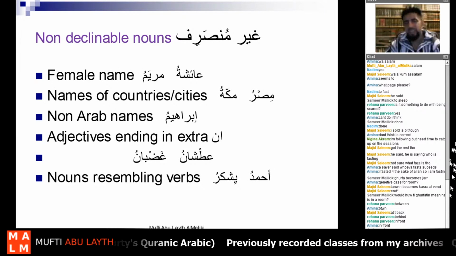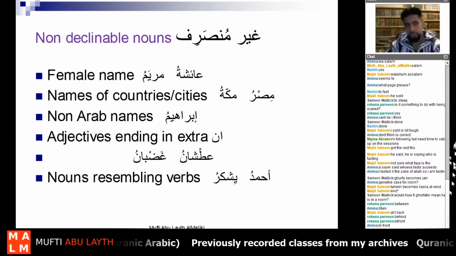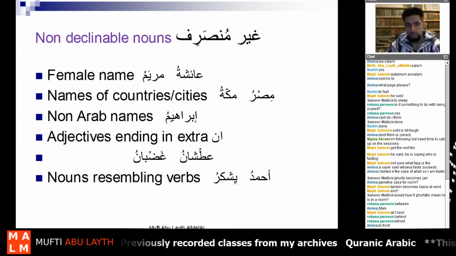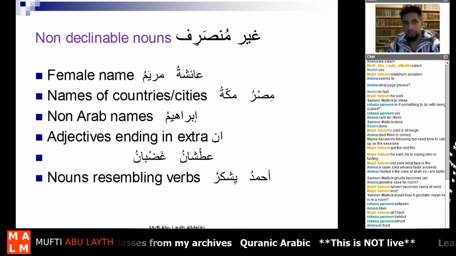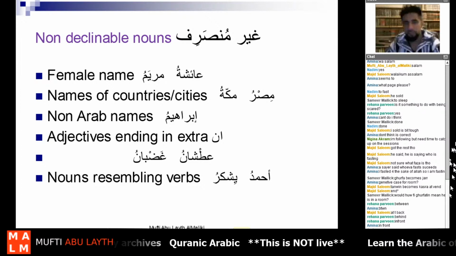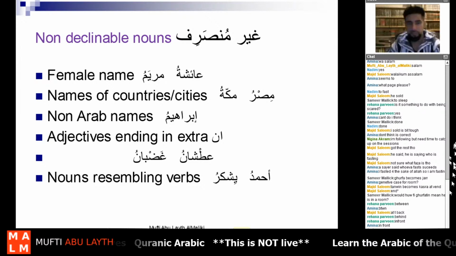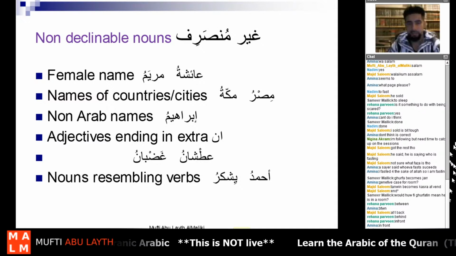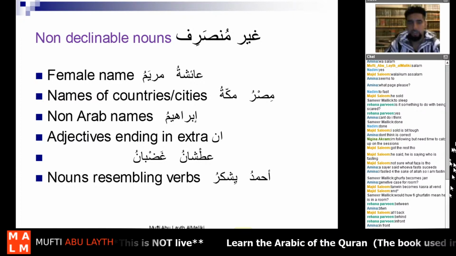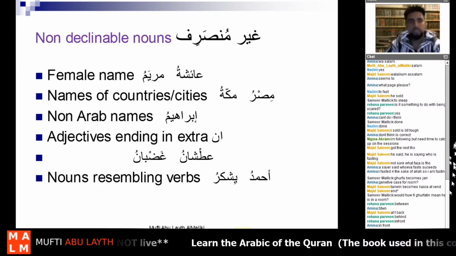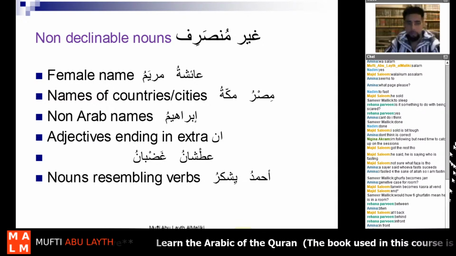Really, the only exception, and actually no, I was about to mention a little exception, but really as far as we're concerned for now, there are no exceptions. Names of cities, countries, they will still have just one vowel, one dhamma at the end. And when we see that one dhamma, we know this is a non-declinable. What that means, I'll elaborate a bit in a moment. But right now, one function, as far as we're concerned, is it cannot have tanween, cannot have an n sound at the end.